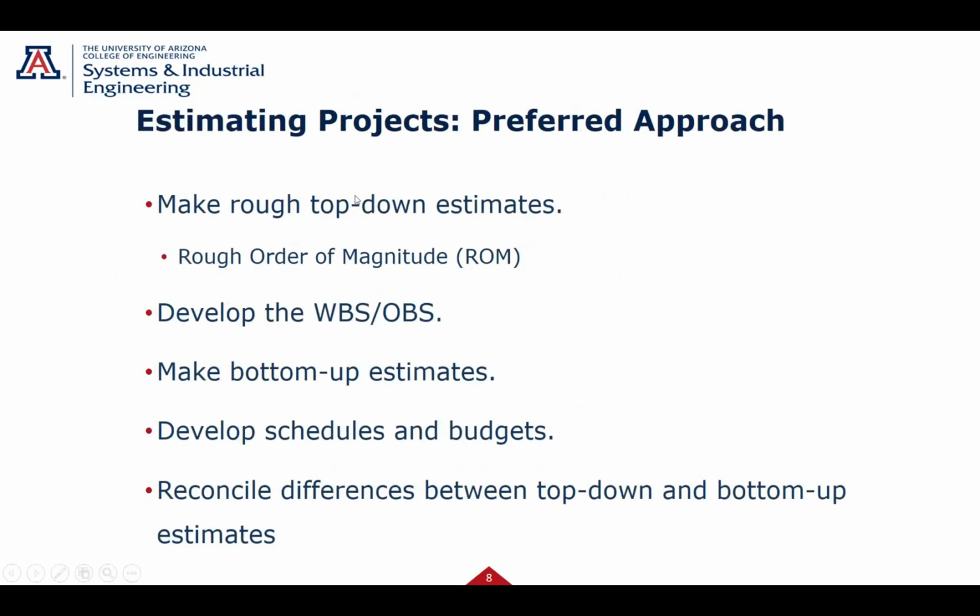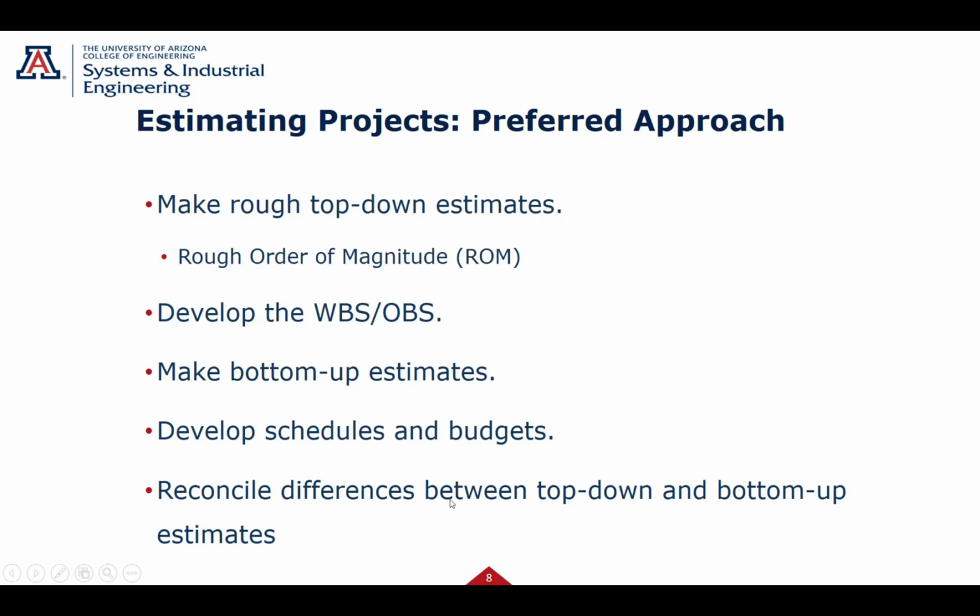Okay, preferred approach. It would be nice if you could do some top-down. You're going to see that from management. That gives you what many companies call a ROM, a rough order of magnitude estimate. Then you're going to develop the WBS. Then with that WBS, the teams, because you identified them in the work packages, will make a bottom-up estimate. Then you can put the schedule together from that, because now you have the products and the times. Now you can make a schedule, and then we reconcile those differences.